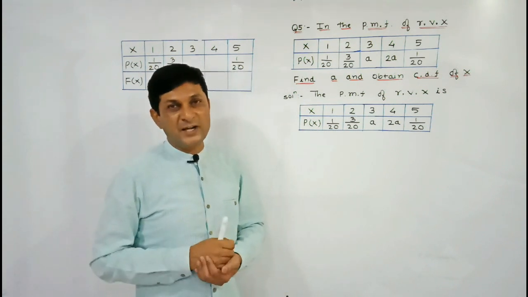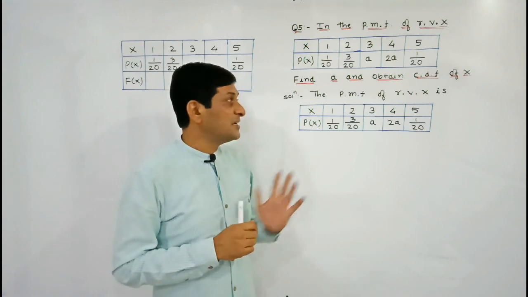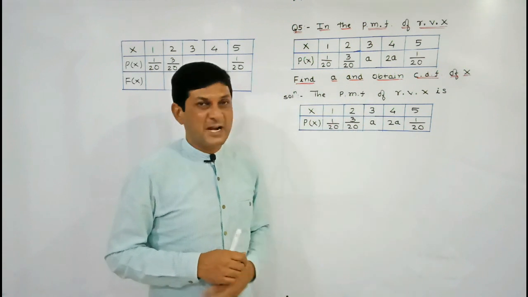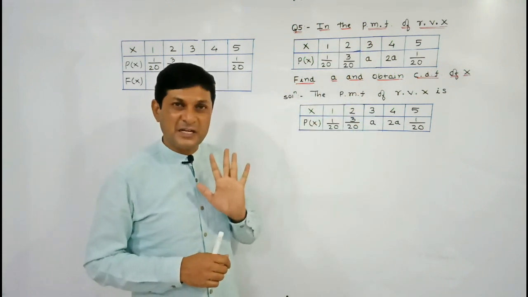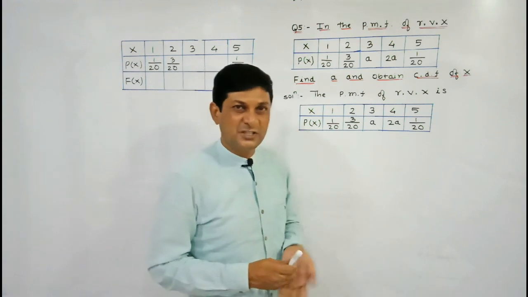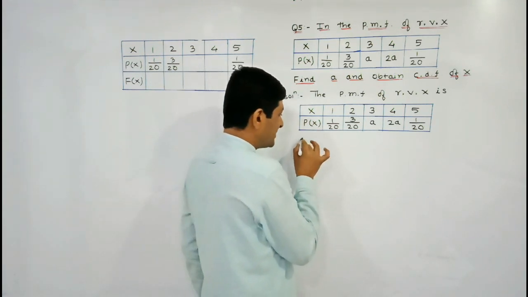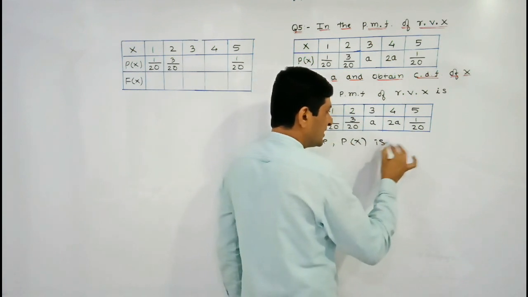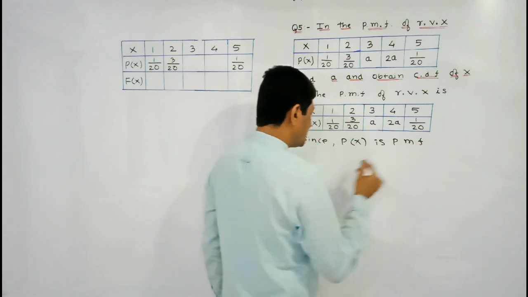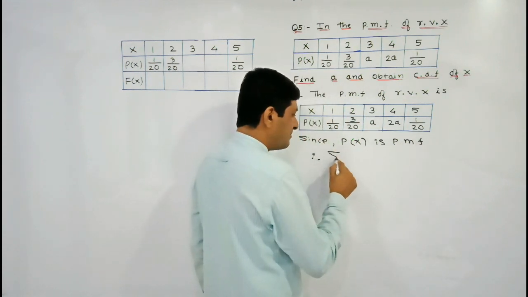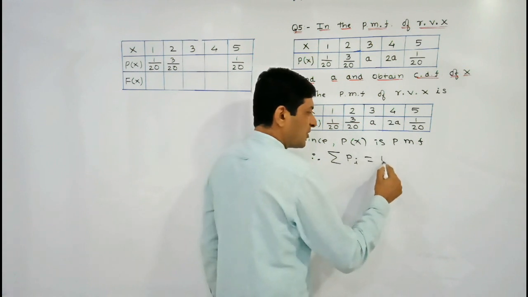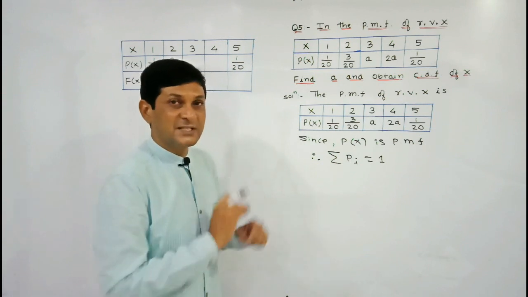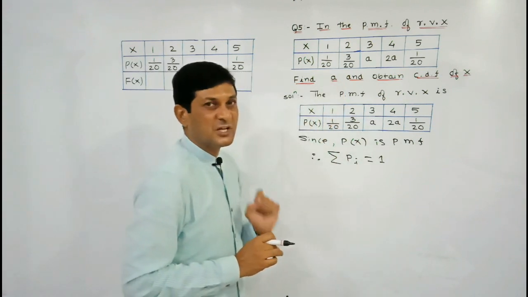So first let us find the value of a using the condition that p of x is a probability mass function. We have considered the given values of the random variable together with their probabilities. Since p of x is a probability mass function, the sum of all probabilities will be equal to 1. Summation of pi equals 1. Using this condition, we will find our first required value a.